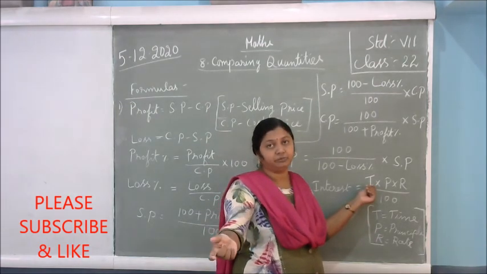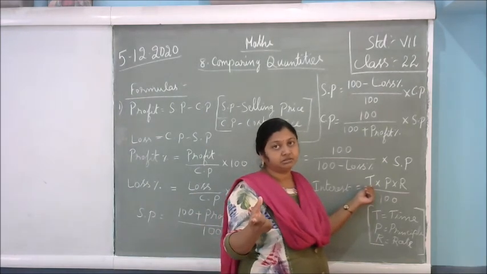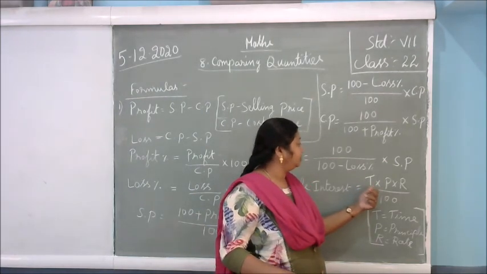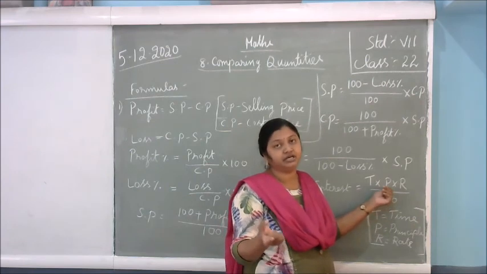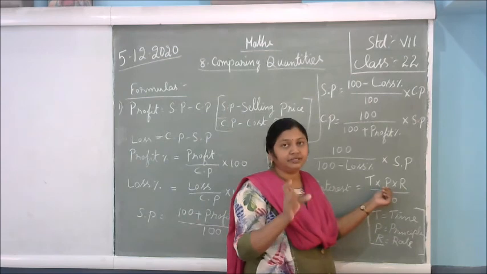Within 2 years you have to pay this money. Within 3 years you have to pay this money. Within 6 months you have to pay this money. That time is T. Okay. Principal means how much money you are getting from the bank. I told you 10,000 of that money. Okay. That is called a principal.